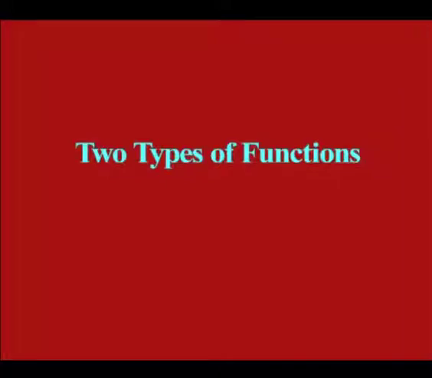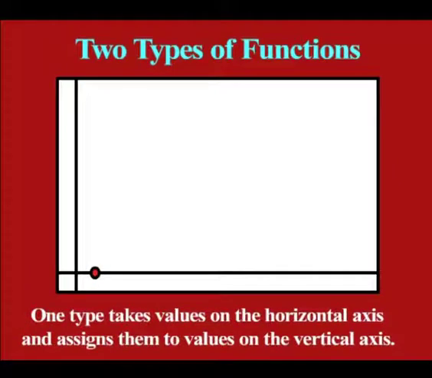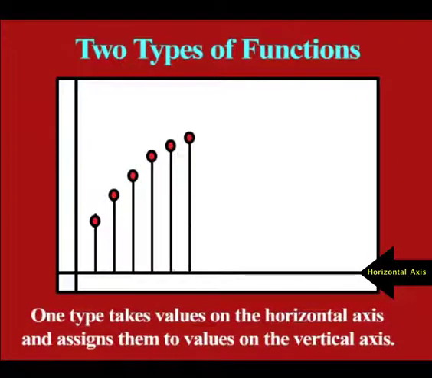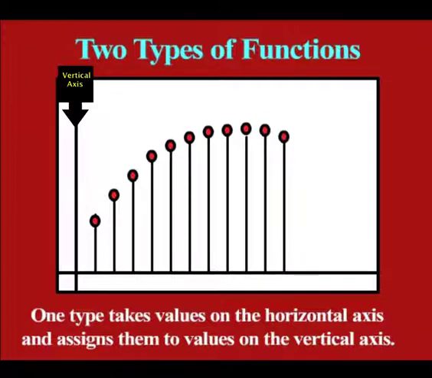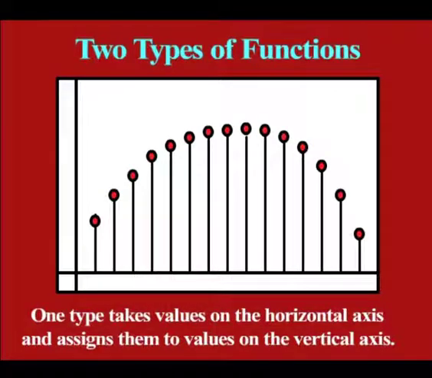This set of animations is about two different kinds of functions that are useful in statistics, and in situations that you will need to describe mathematically during this course. The first type of function takes values on the horizontal axis and assigns them to values on the vertical axis. These kinds of functions involve covariational reasoning because one varying quantity is mapped to another varying quantity. The first varying quantity is graphed on the horizontal axis, and the second varying quantity is graphed on the vertical axis.